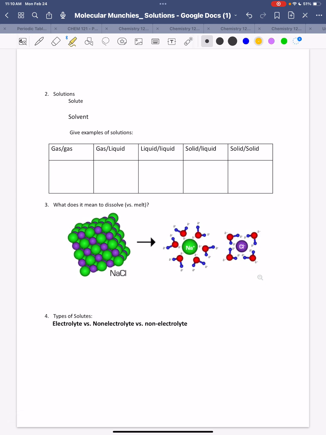So we've got the solute, and this is basically what's being dissolved. We can call it the dissolvee, and the solvent is the dissolver. It's what's doing the dissolving.